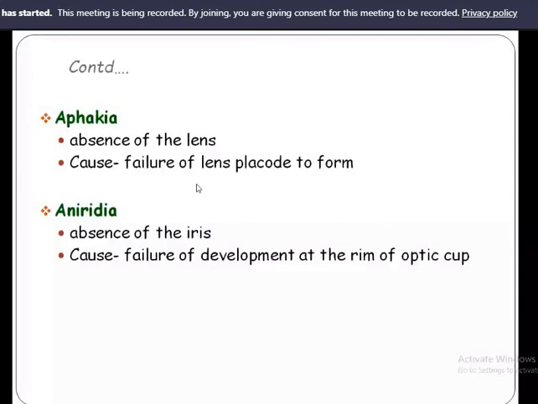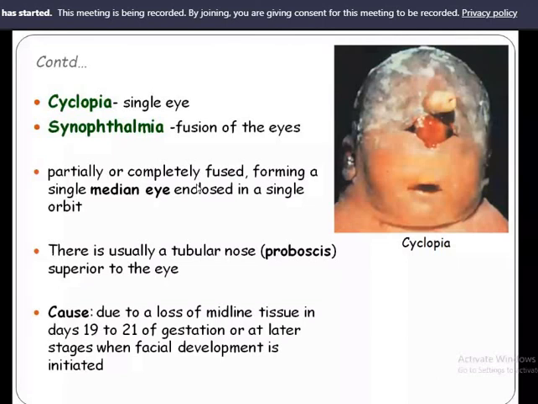Now, this is the last one: cyclopia, single eye, and synophthalmia, fusion of the eyes. Over here you can see there is a single eye, partially or completely fused, forming a median eye present within a single orbit. Just superior to this we can see a tubular nose, the proboscis.